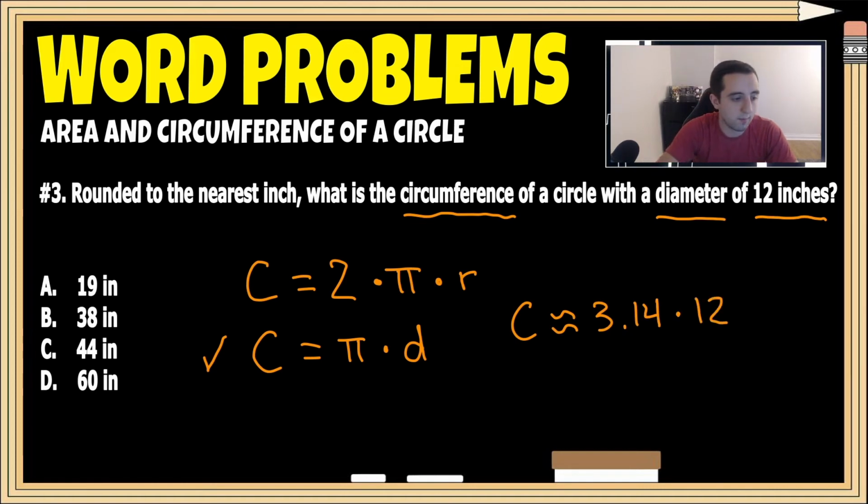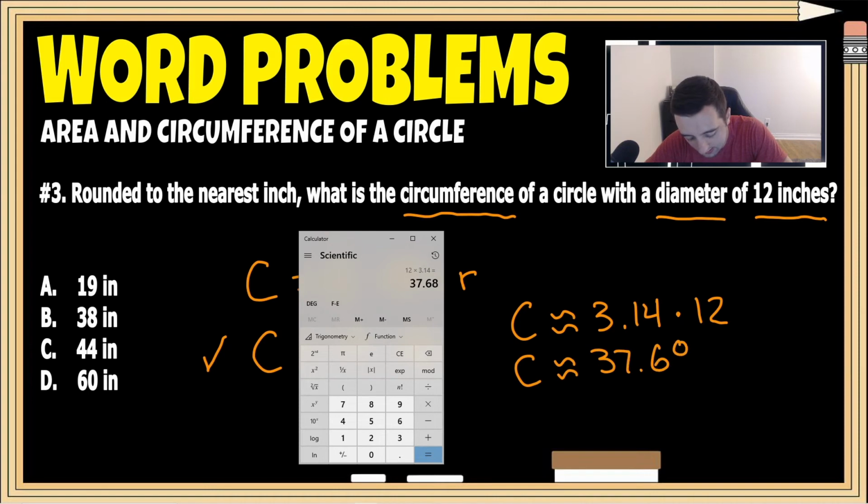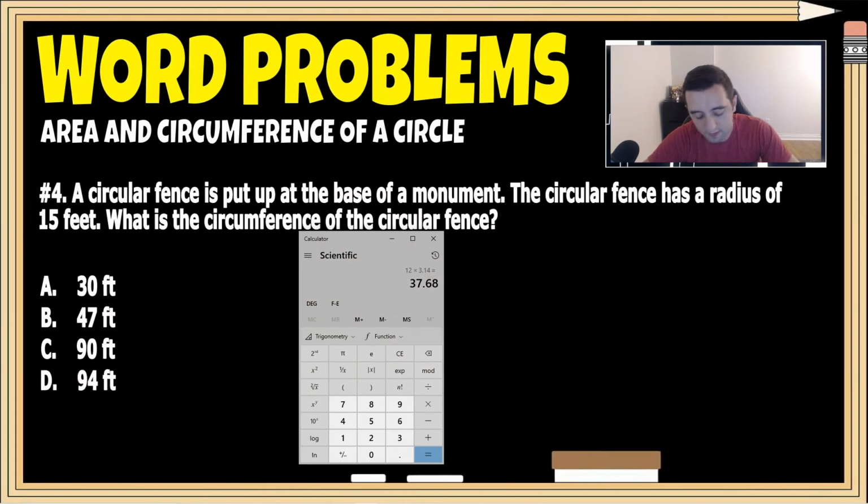And let's go ahead and multiply those two values together. So we have 12 times 3.14, and we end up getting the circumference to be approximately 37.68, and we're dealing with inches, not square inches, because with circumference, you should not be squaring your units of measurement. Now, looking at our answer choices, we're rounding it to the nearest inch, so the only answer choice that makes sense for us is B, 38 inches. Okay, and let's move on to our very, very last one.